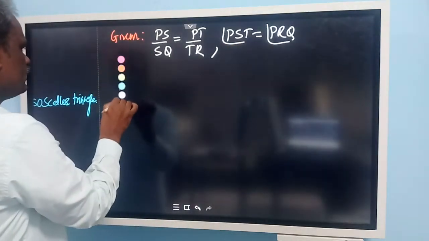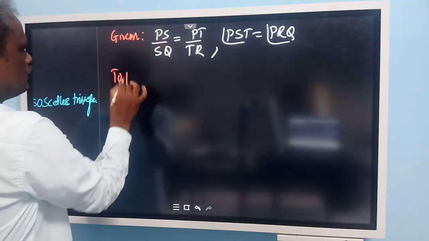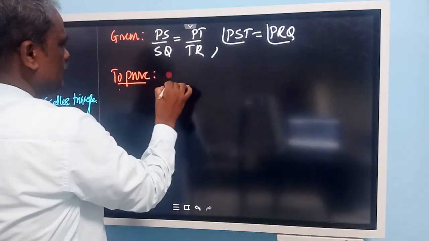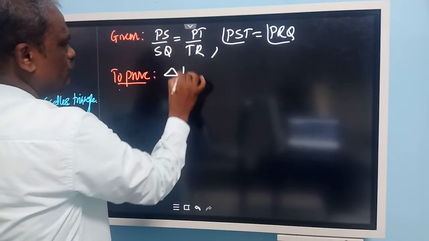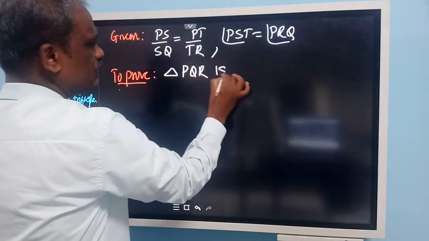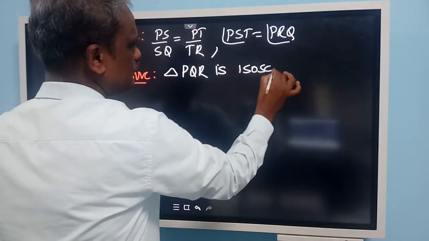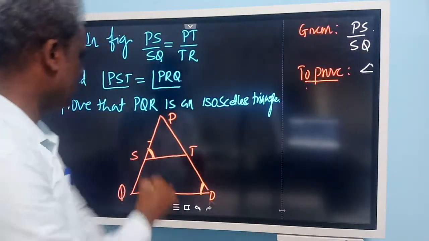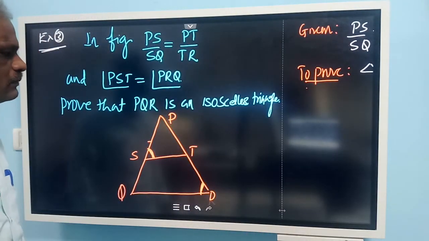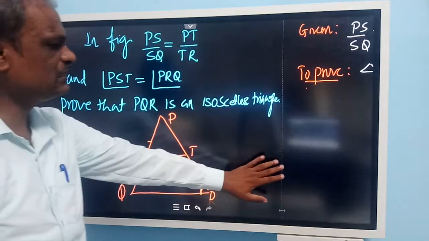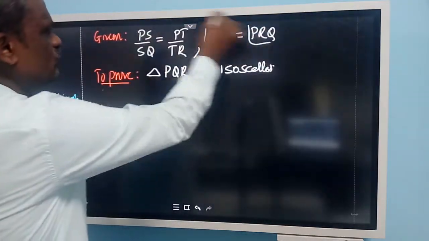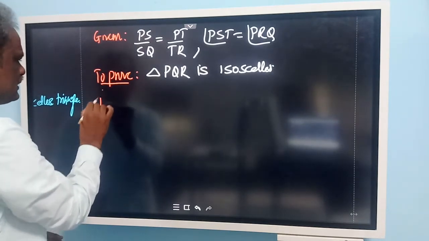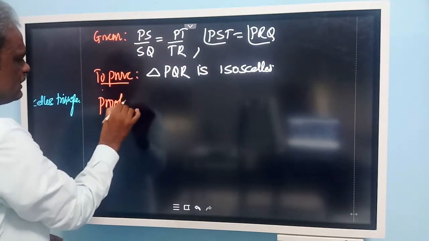So you need to prove that triangle PQR is isosceles. Isosceles triangle means I have to show that two sides are equal. I have to show that PQ is equal to PR. Now using these two pieces of information only, you have to go to the proof. So let us see now how you can prove this one.